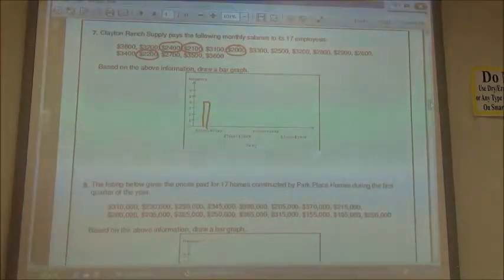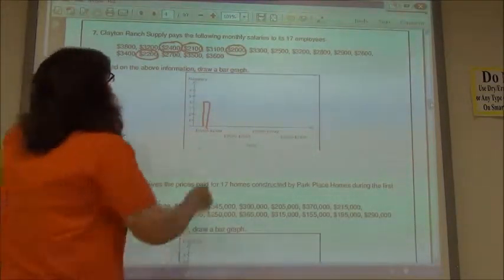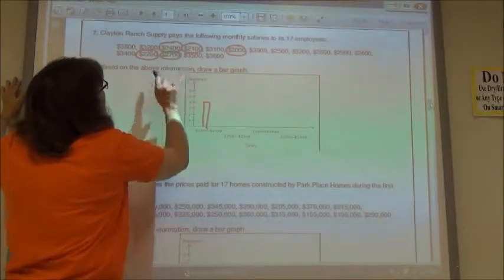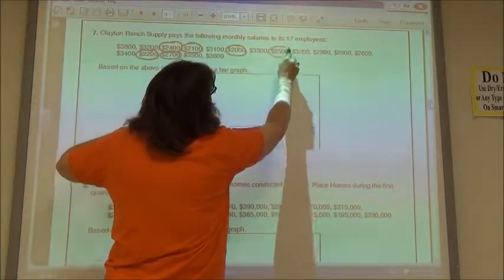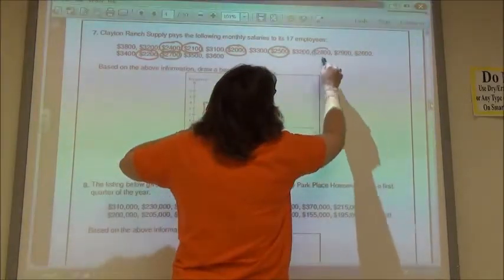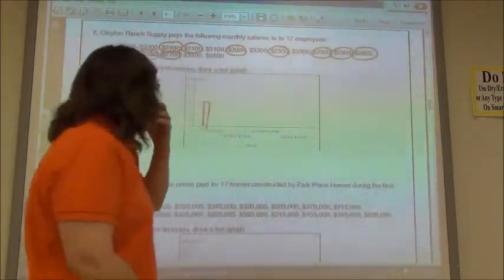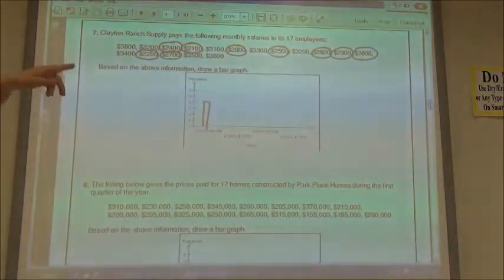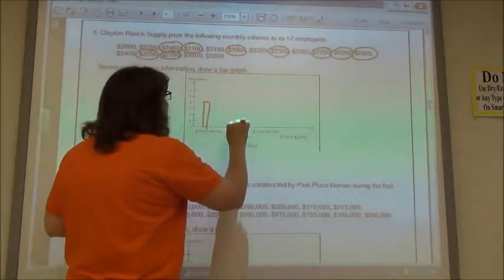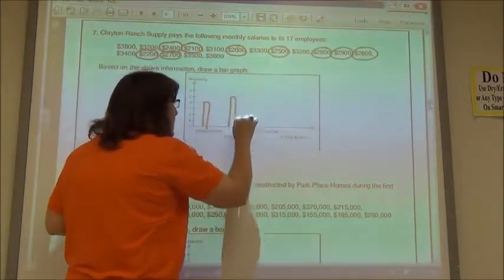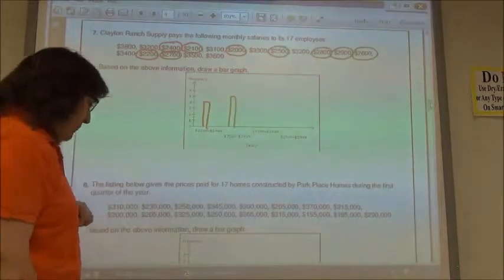$2,500 to $2,999. So $2,700 would be in there, $2,500 would be in there, $2,800 and $2,900 and $2,600. All those are in there. So I have 1, 2, 3, 4, 5. So I'm going to pull the bar up to the number 5, show my bar graph.